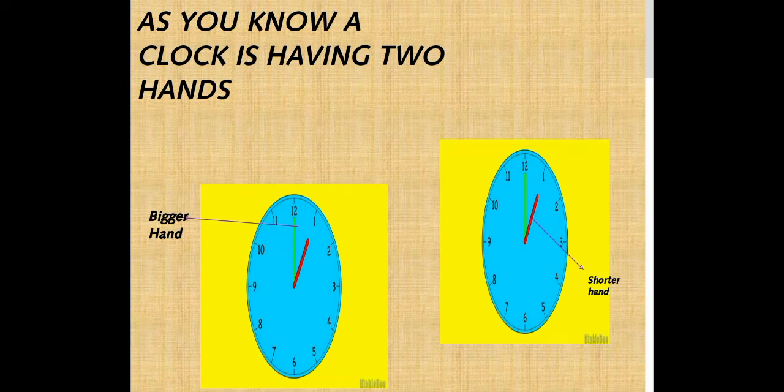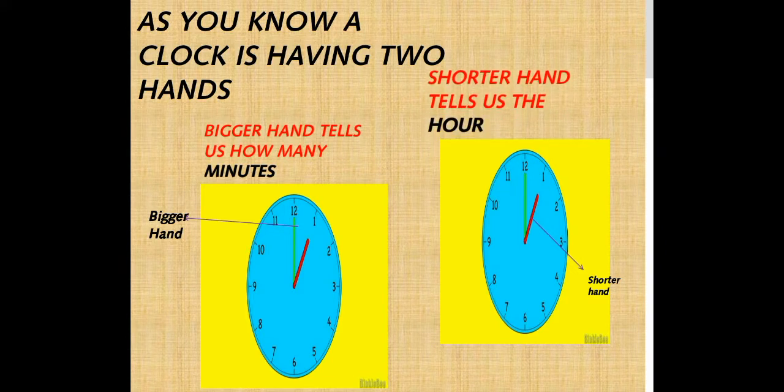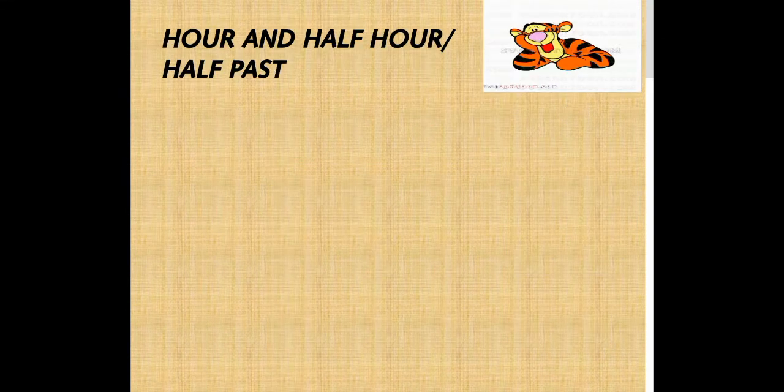As you people know that a clock has two hands, a bigger hand and a shorter hand. The bigger hand tells us how many minutes there are, and the shorter hand tells us about the hour. Hour and half hour. Half hour is also called half past.